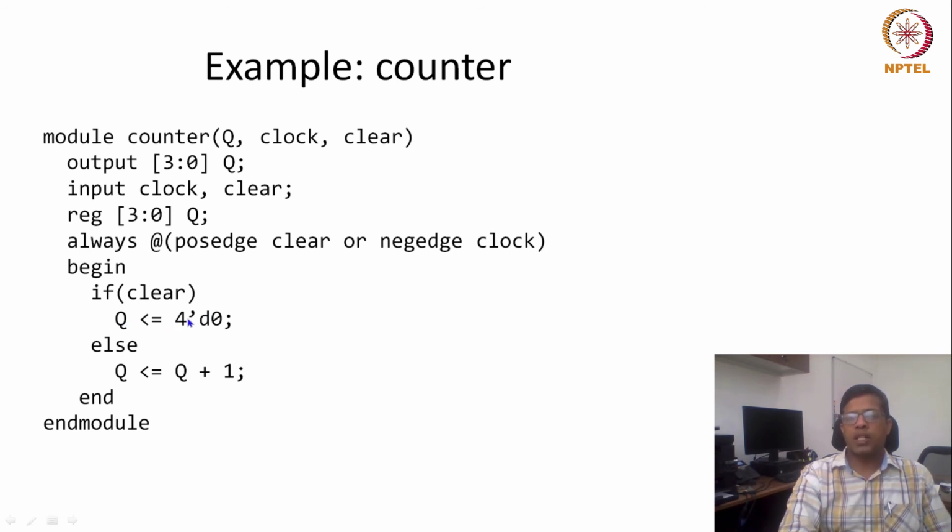You remember this syntax: my Q is 4-bit, but the representation here is decimal type. We are not writing in binary or hexadecimal, but in decimal. Now in the else case, because there is no positive edge of clear, the only other condition left is the negative edge of the clock. So at every negative edge of the clock, I am just going to say Q equal to Q plus 1. You'll see here that I have used non-blocking assignments.